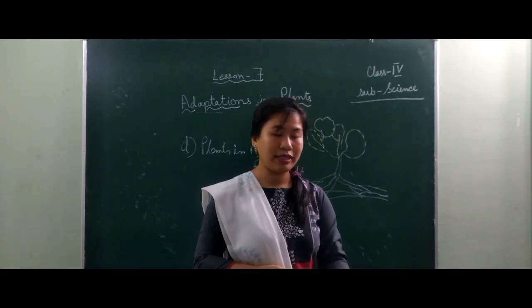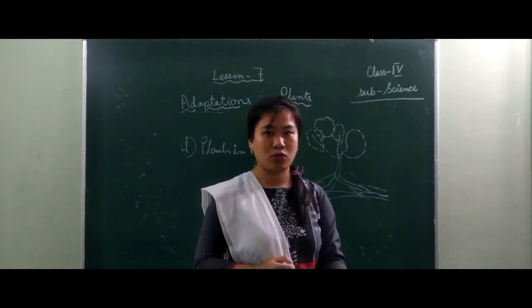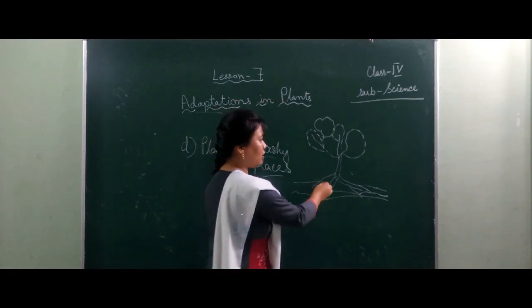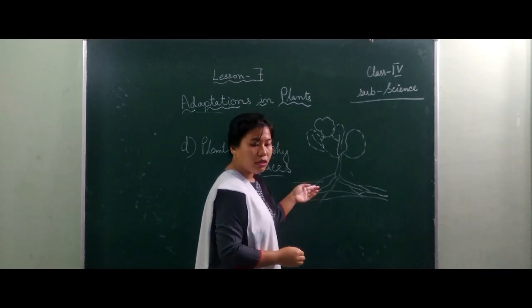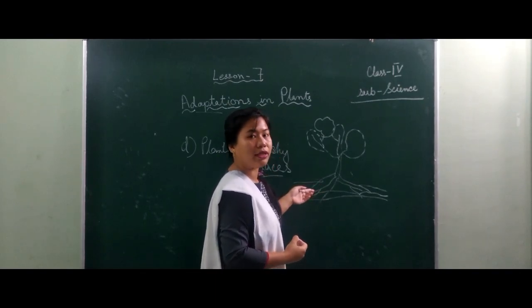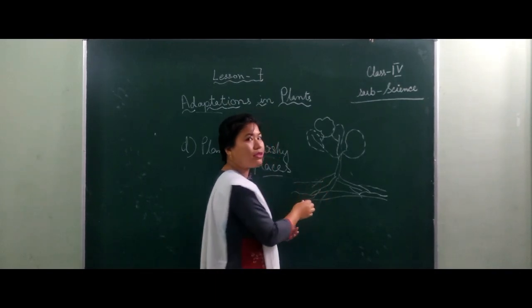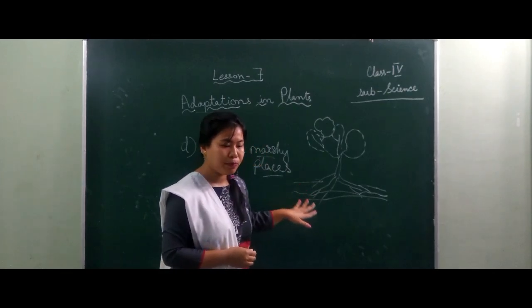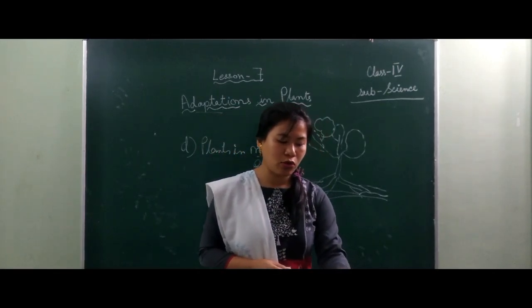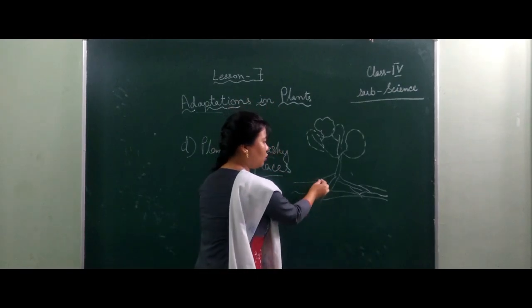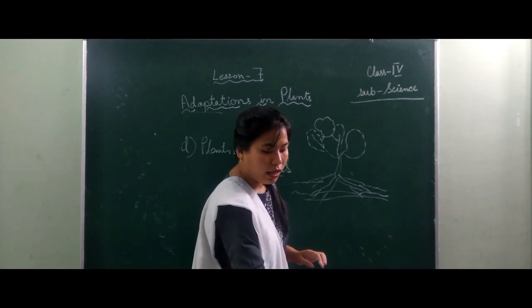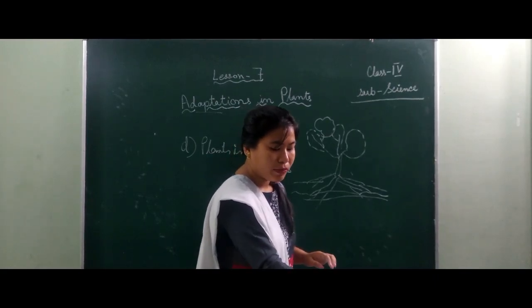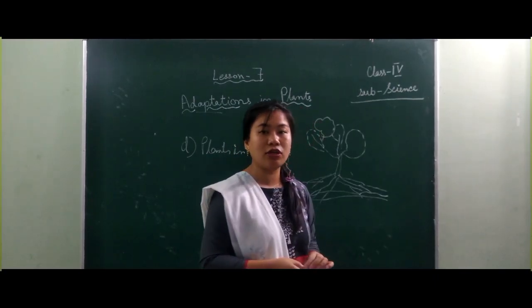The roots do not get air as water covers the soil. For example, this is the mangrove tree. The roots cannot take in air because there is plenty of water covering the soil. Therefore they have roots that grow above the soil like this. These roots are called breathing roots.